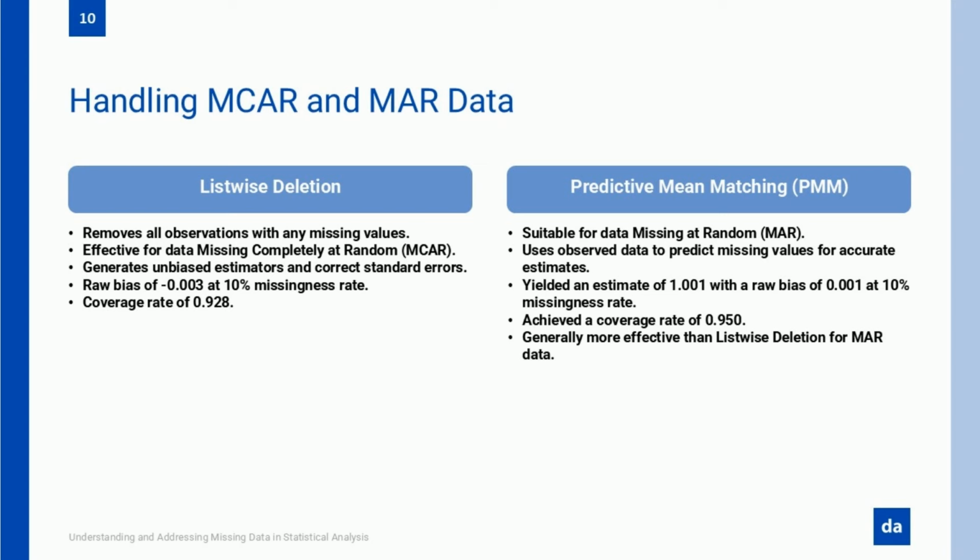Comparing the methods, what's the right choice? Listwise deletion works well for MCAR data. If the missing feedback or responses truly occurred randomly, deleting incomplete entries ensures your analysis isn't biased. However, this approach comes at the cost of reduced sample size and statistical power. Predictive mean matching, PMM, is better suited for MAR data. It uses observed patterns to fill in the blanks, keeping your dataset complete and your analysis robust. In your restaurant scenario, a mix of MCAR and MAR missingness means that PMM is likely the better option for preserving critical insights while minimizing bias.